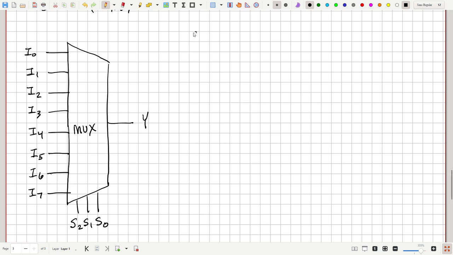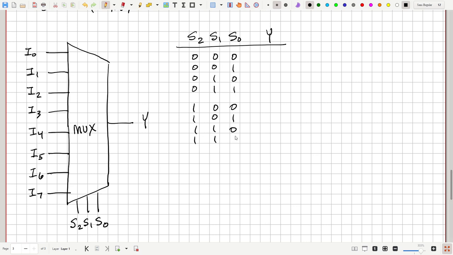And our truth table would look like S2, S1, S0, Y. All the possibilities for the selection signal: 000, 001, 010, 011, and then let me move them down here, put a little space, 100, 101, 110, and 111.